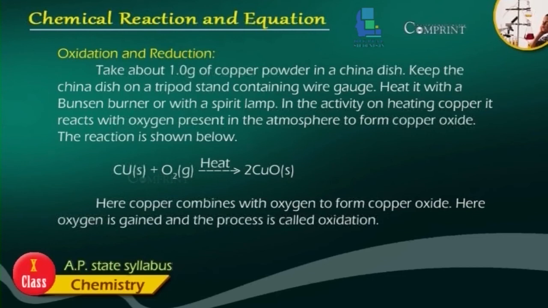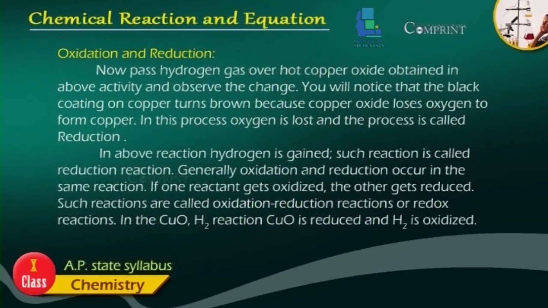Here, copper combines with oxygen to form copper oxide. Here, oxygen is gained and the process is called oxidation. Now, pass hydrogen gas over hot copper oxide obtained in the above activity and observe the change. You will notice that the black coating on copper turns brown because copper oxide loses oxygen. In this process, oxygen is lost and the process is called reduction.